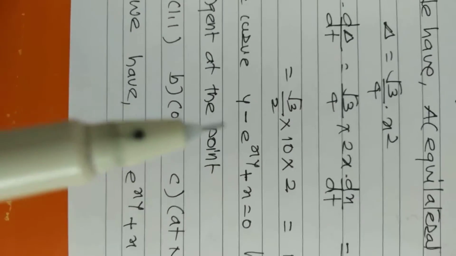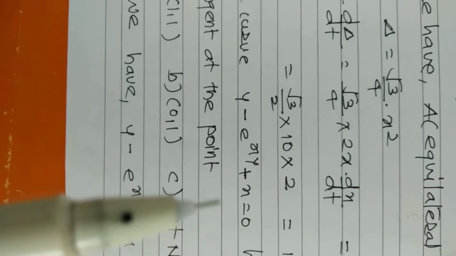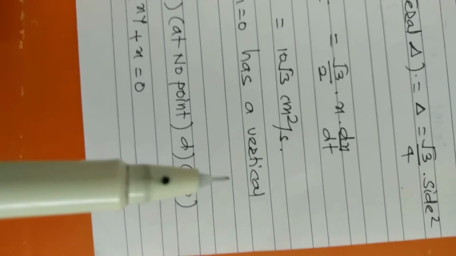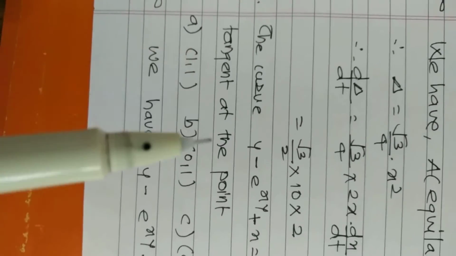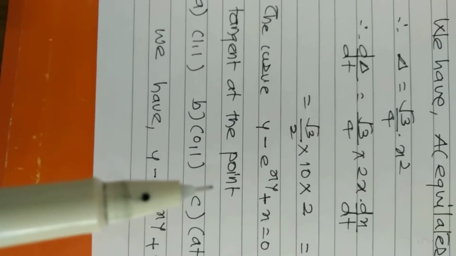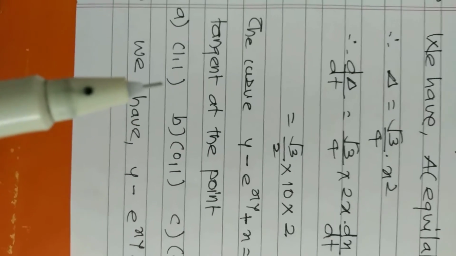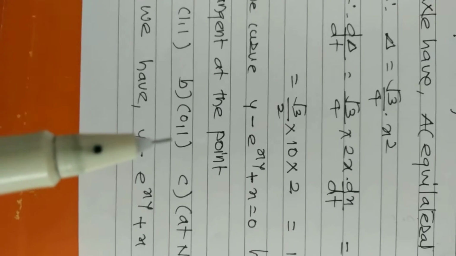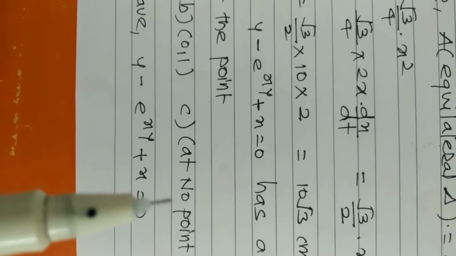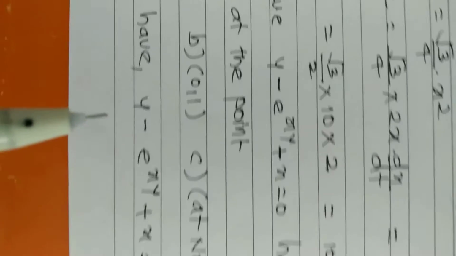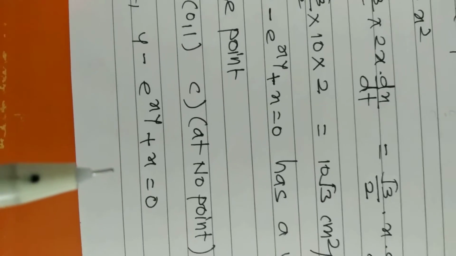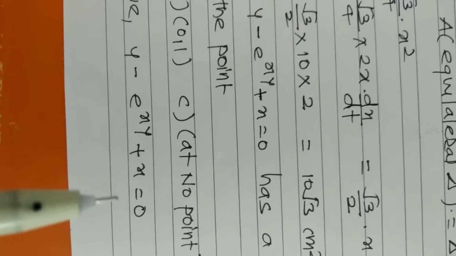Next one: the curve y minus e^(xy) plus x equals 0 has a vertical tangent at which point? That means we have to calculate that point on the curve. Options are given: (1, 1), (0, 1), C is at no point, and D is (1, 0). So for that, the curve is y minus e^(xy) plus x equals 0.